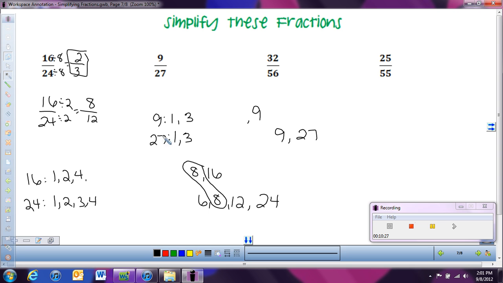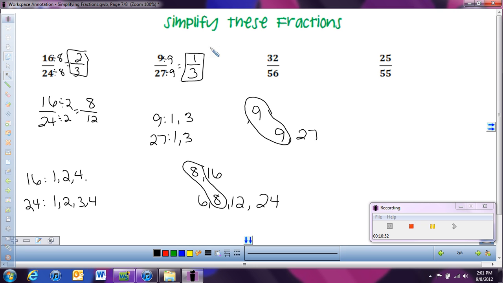4 does not work. 5 does not work. It doesn't end in 0 or 5. 6 does not work because it's not divisible by 2 and 3. 7 does not work. 8 does not work. Then we're back at 9. So the greatest common factor between 9 and 27 will be 9. So I can divide by 9 on the top and the bottom and get 1/3.